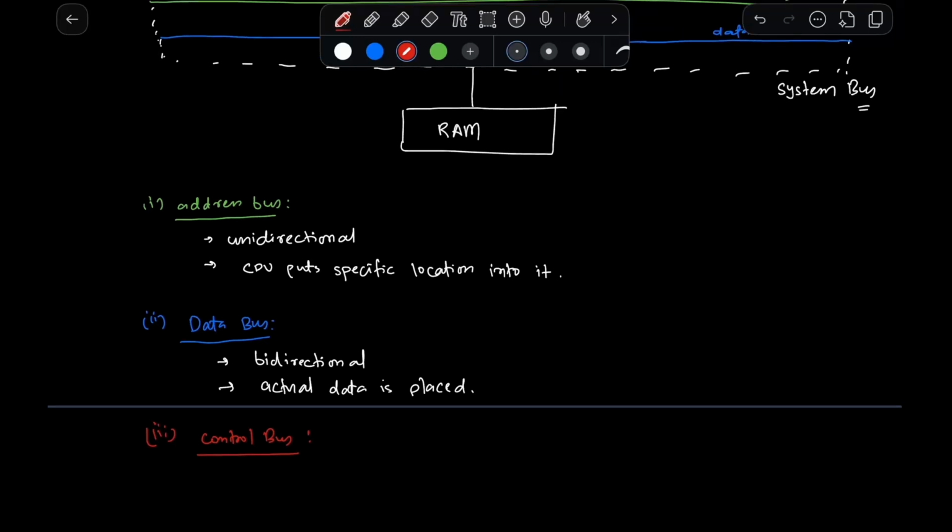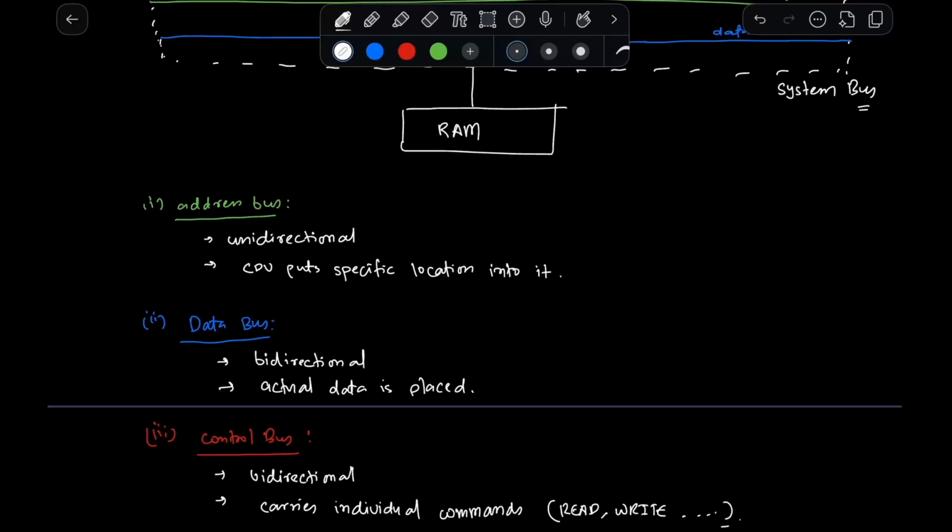And by default, this is also bidirectional in nature. And what it does, it carries individual commands like read, write, etc.